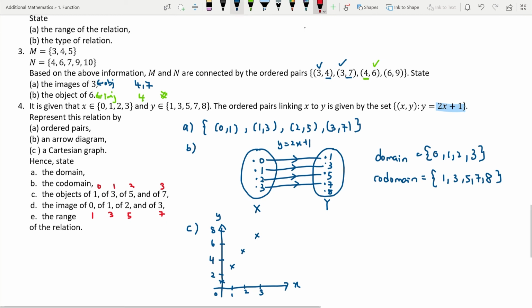And lastly, they're asking for the range. In this case, we have only 1, 3, 5, and 7. 8 is not included.